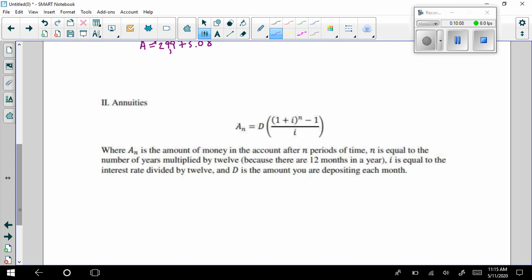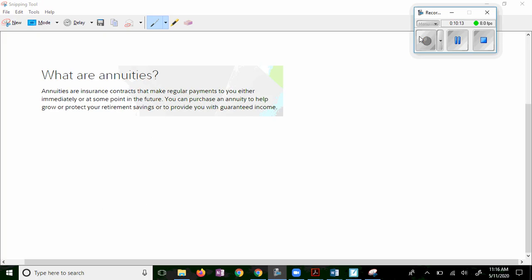All right, so I want to talk to you about annuities. So annuities are insurance contracts that make regular payments to you either immediately or at some point in your future. There's several different types of annuities, and each of them works a little different. You can purchase an annuity to help grow or protect your retirement savings or provide you with guaranteed income. And so the formula for annuities is a bit different.